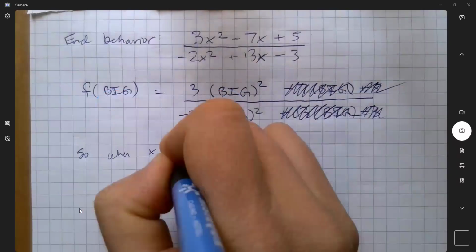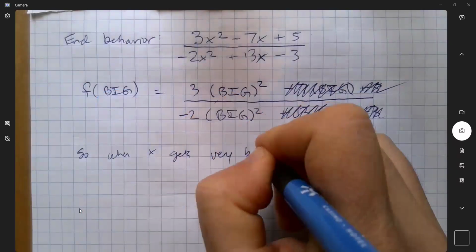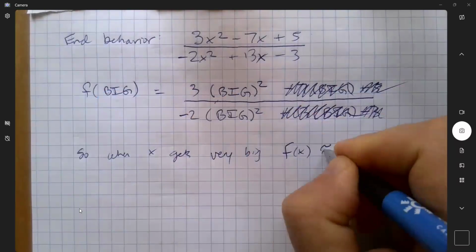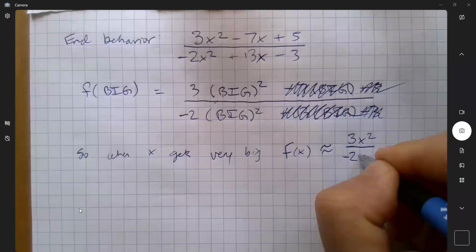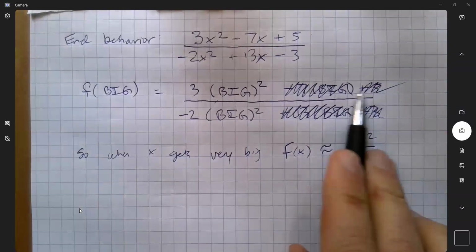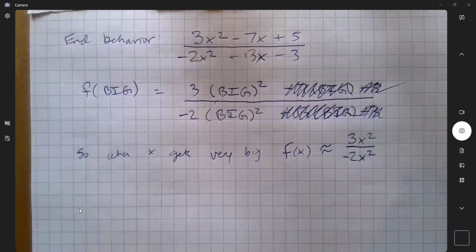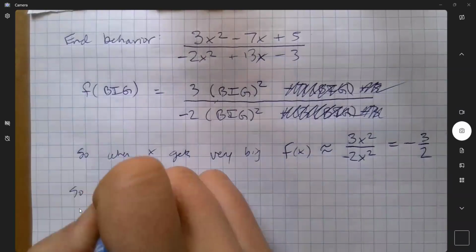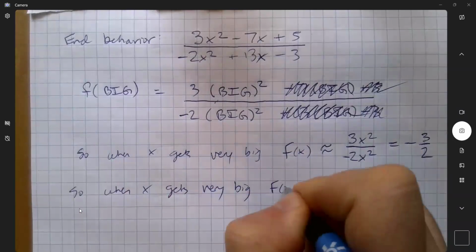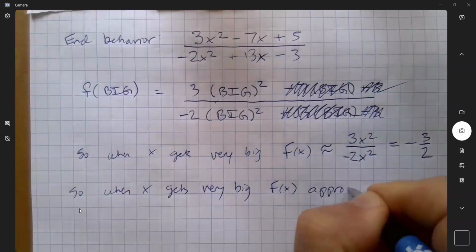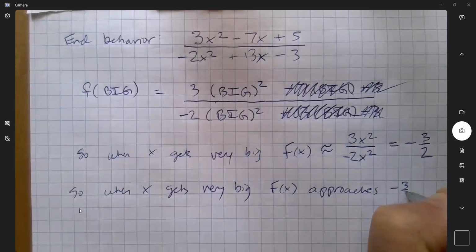So when x gets very big, f of x starts to look like 3x squared over -2x squared, and none of the other smaller terms matter. And I can simplify 3x squared over -2x squared to be -3 over 2. So when x gets very big, f of x gets very close to -3 over 2.